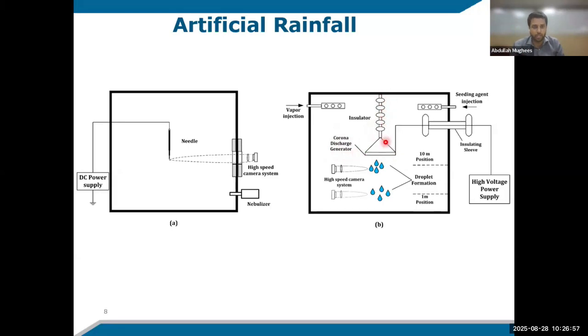We have some insulator because it's high voltage and we don't want to touch it. We don't want the charges to go somewhere else. We have that insulator, and we have this vapor injection, which is the water vapor. So we inject the vapor, so we are creating an artificial cloud inside this chamber. When we insert this water vapor at this point, there is cloud here, but it's not raining.